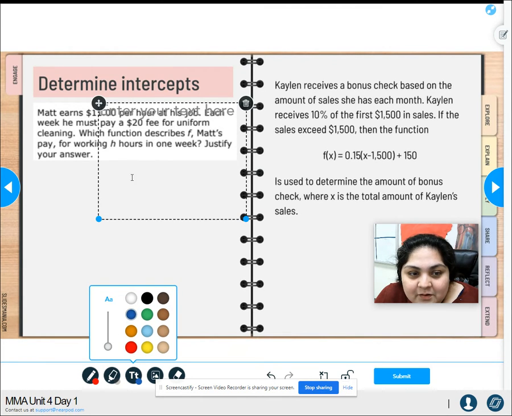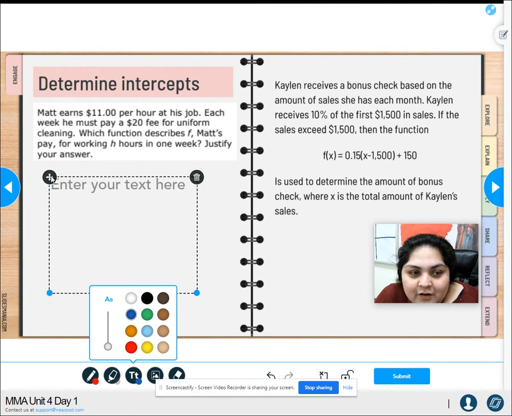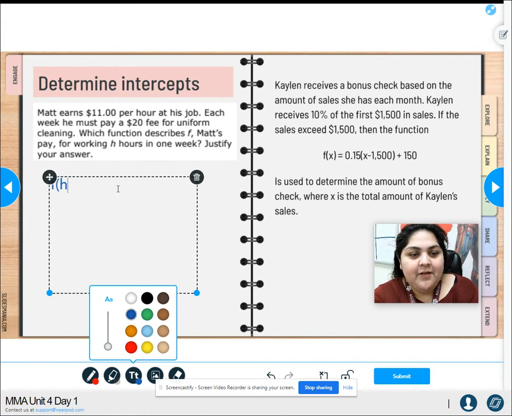All right, so here we go. I'm going to use the text box this time because I feel that some of y'all like it better, and that's okay. Matt earns $11 per hour at his job. Each week he must pay a $20 fee for uniform cleaning. Which function describes F, Matt's pay for working 8 hours in 1 week? So F is what he's doing. So we would write F of H equals, he's getting paid 11 per hour, so that's 11H.